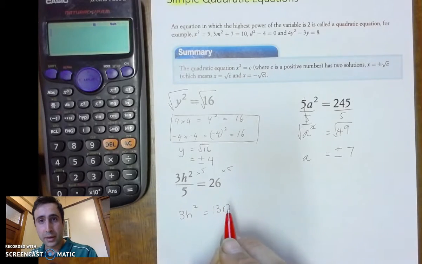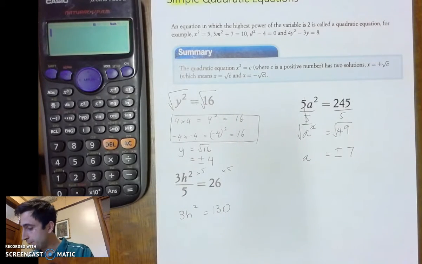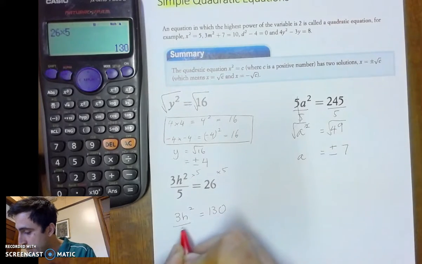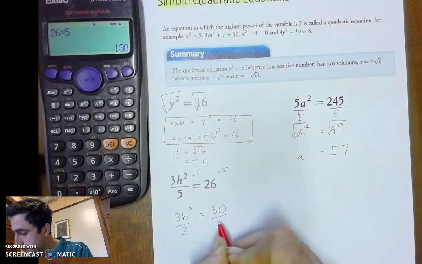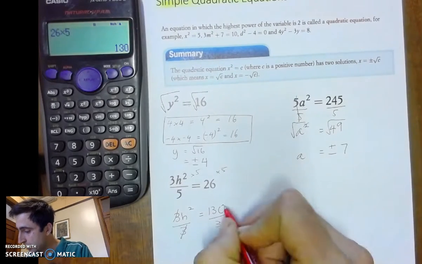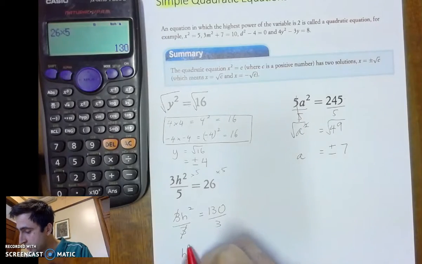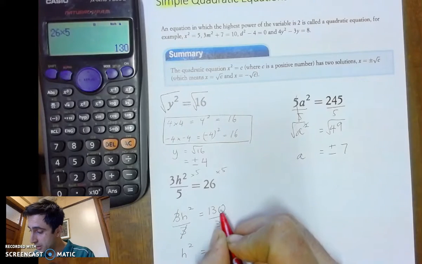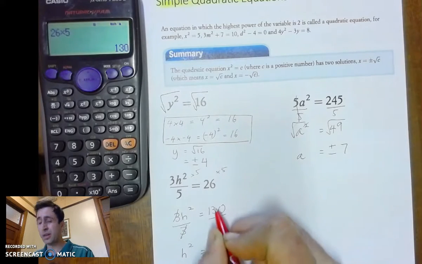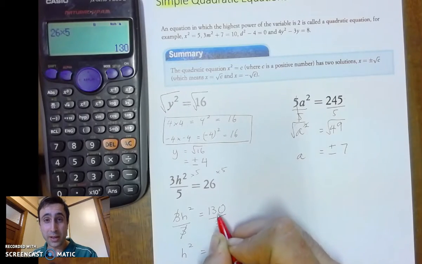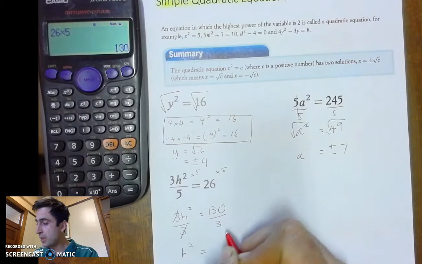I just had a moment of panic. Yeah, that's it. And then we divide by 3. They cancel out. And so what we end up with is h squared equals, and we'll notice here that 3 doesn't divide nicely into this. So that ends up being 43 and a third, or 43.3.